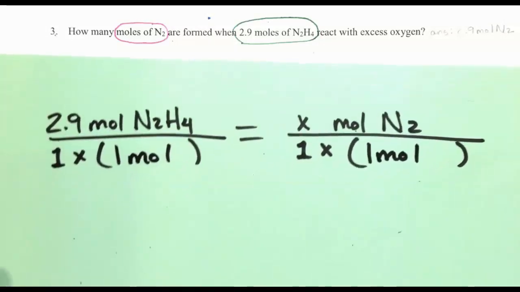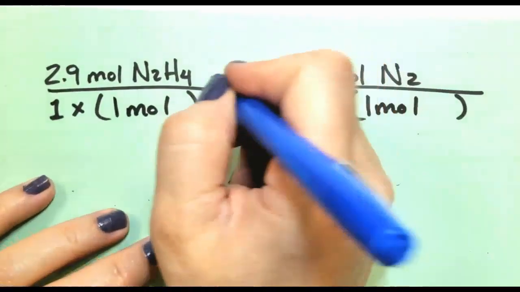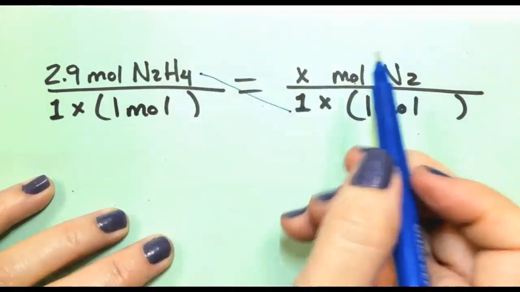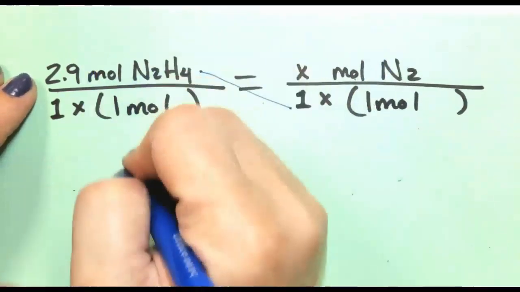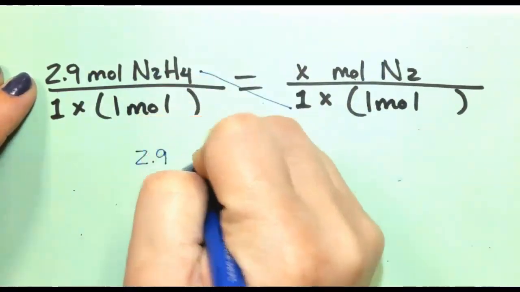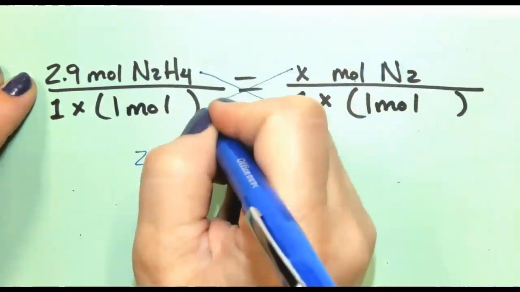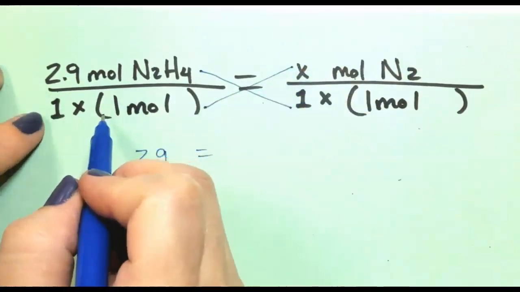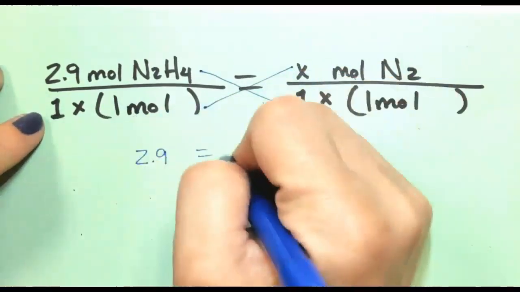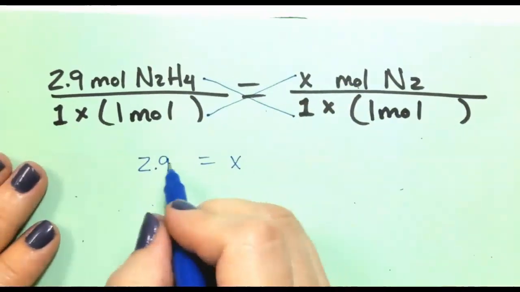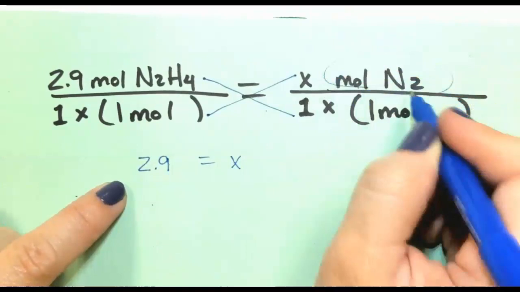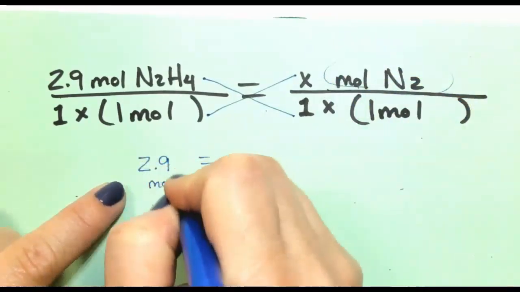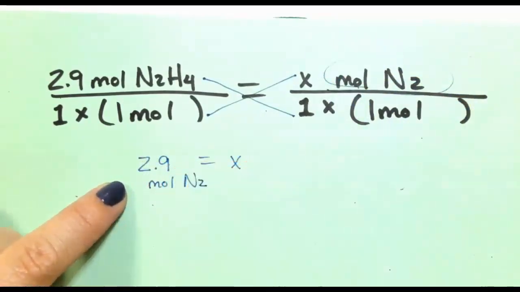Now we can cross multiply these to solve for x. So it's going to be this times this. So 1 times 1 is just 1, and 1 times 2.9 is just 2.9. Equals this times this. 1 times 1 is 1, and 1 times x is just x. So here we already have our answer. X is equal to 2.9. Remember that this is what your answer is. So it's 2.9 moles of nitrogen, and that's our final answer.